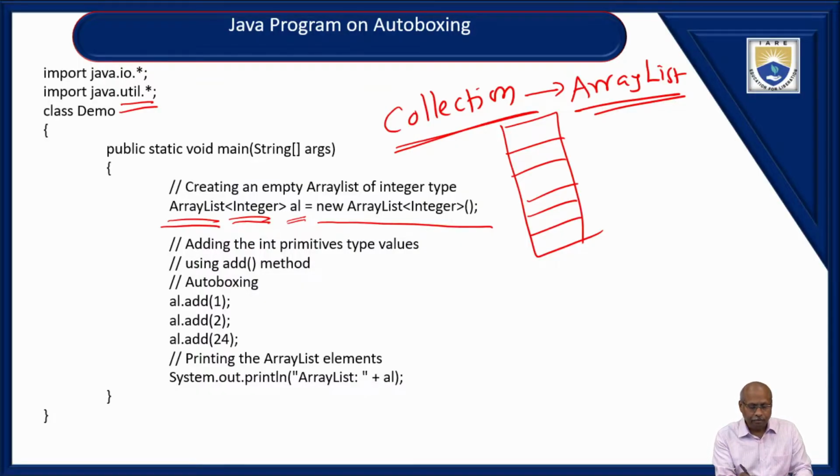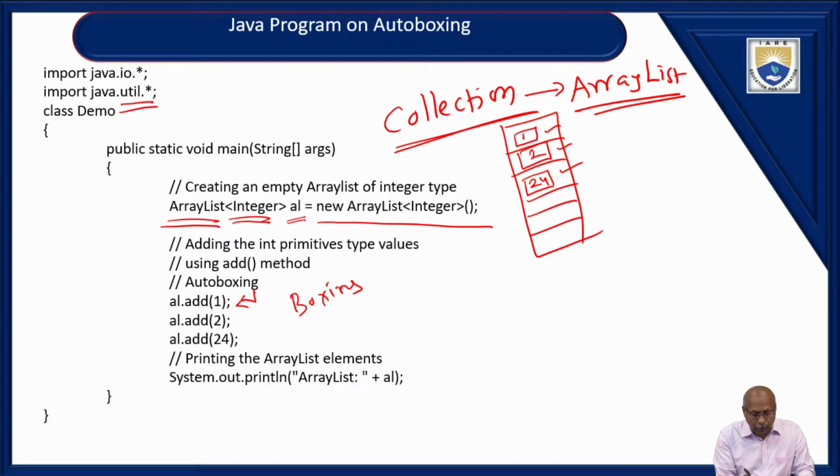Initially empty. Now AL.add(1). When you write add 1, what happened? Immediately the 1 will be stored in an object. That means it will create a box and store. Similarly add 2. It will not store 2 directly, because it will first create a box and then store. That means the 2 will be stored in a box. That box is nothing but an object. Similarly add 24. Automatically 24 will be stored in object form. Whenever you are storing in object form, internally it uses the concept of boxing. It is creating a box and storing. So first object, second object, third object.